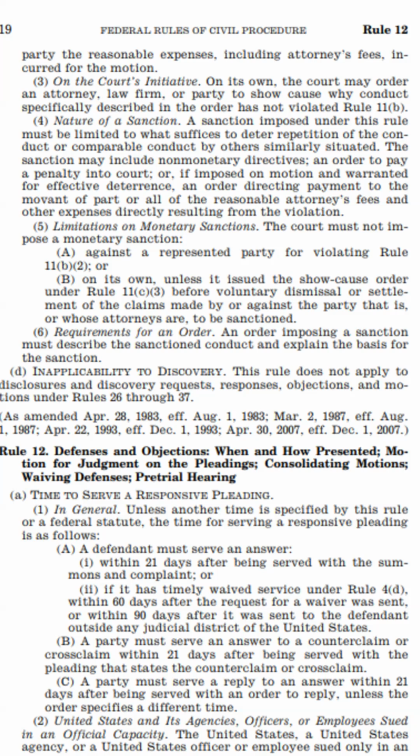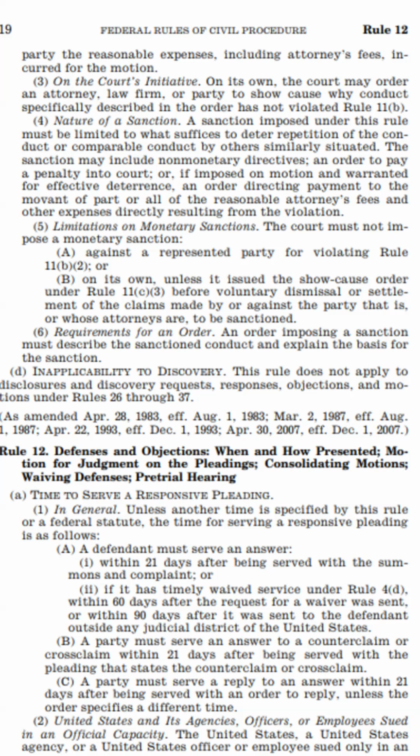(a) Time to serve a responsive pleading. 1. In general. Unless another time is specified by this rule or a federal statute, the time for serving a responsive pleading is as follows. (A) A defendant must serve an answer: (i) within 21 days after being served with a summons and complaint; or (ii) if it has timely waived service under Rule 4(d), within 60 days after the request for a waiver was sent, or within 90 days after it was sent to the defendant outside any judicial district of the United States.